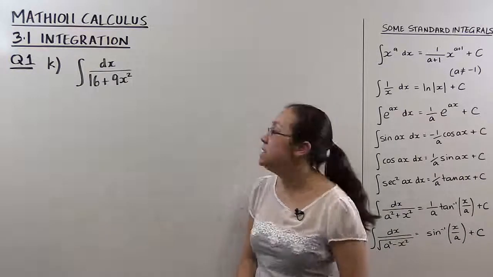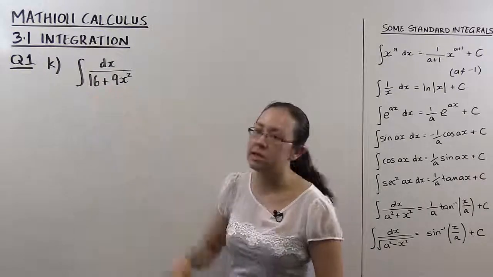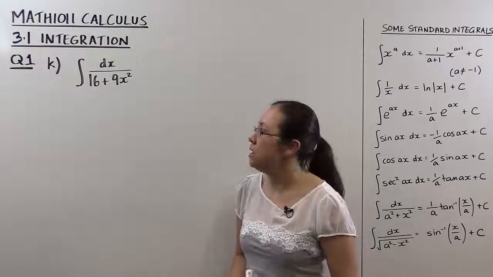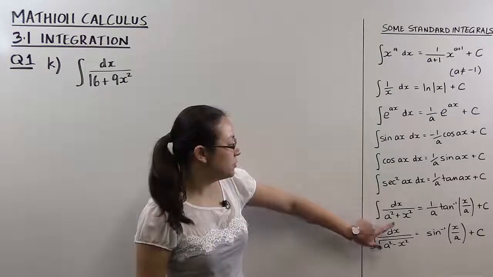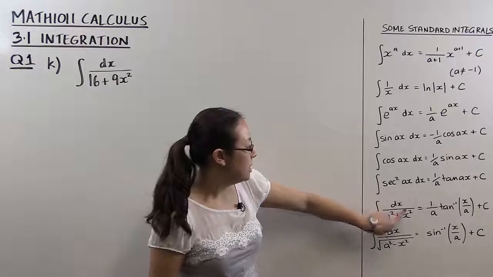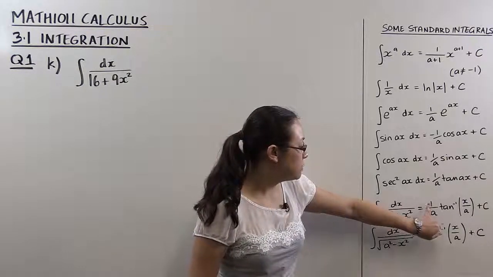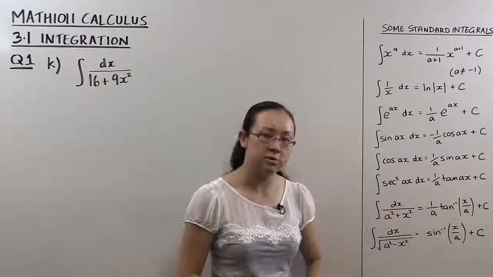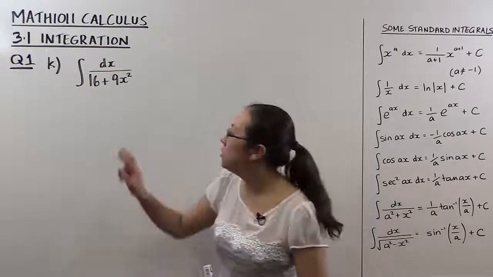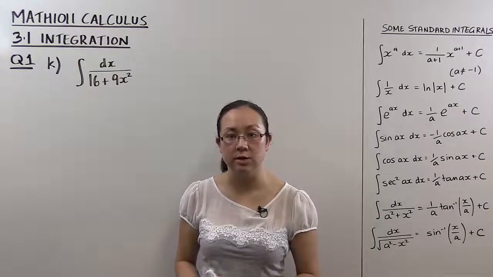Question 1k is asking us to find the indefinite integral of 1 over 16 plus 9x squared. I can see that in this form, that's going to be an inverse tan. So I know that 1 on a squared plus x squared anti-differentiates, or integrates, to 1 on a inverse tan of x on a. Here, I don't quite have x though, I have 9x squared. So there's a couple of ways to deal with this integral.